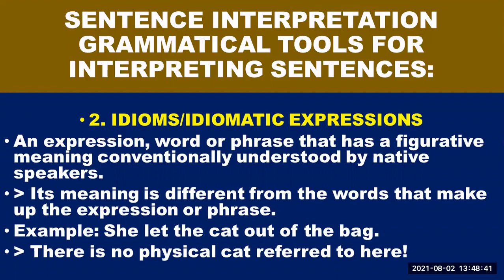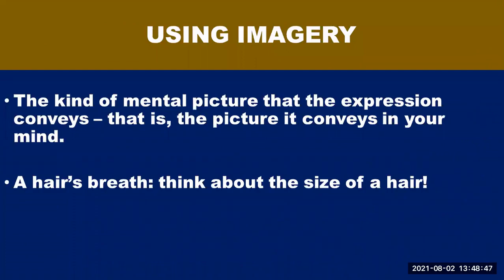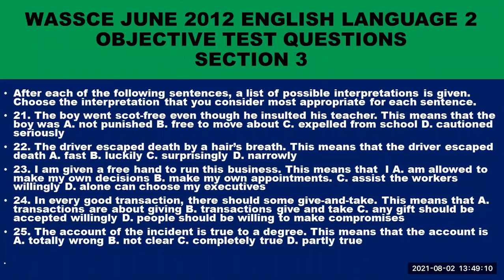And one of them is to consider the kind of image that the expression creates in our mind. Now let's continue with this, also combining that method with the elimination method. Question 24. In every good transaction, there should be some give and take. This means that A, transactions are about giving. B, transactions give and take. C, any gift should be accepted willingly. D, people should be willing to make compromises.